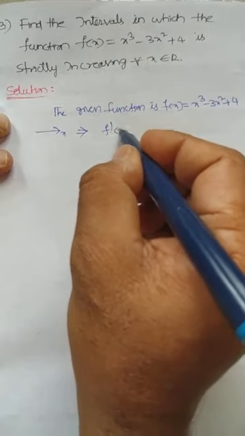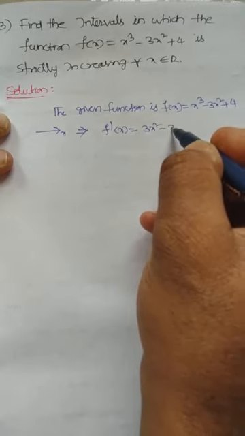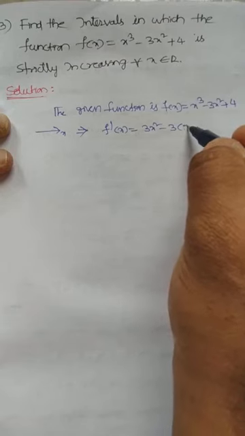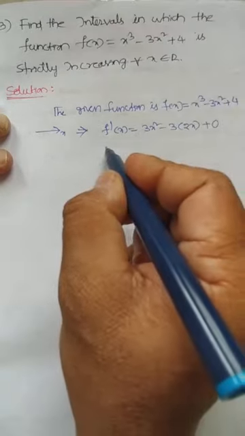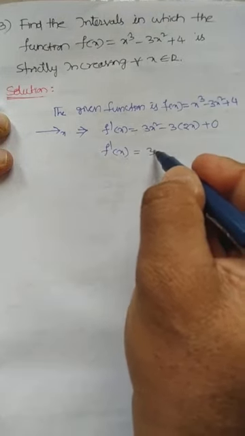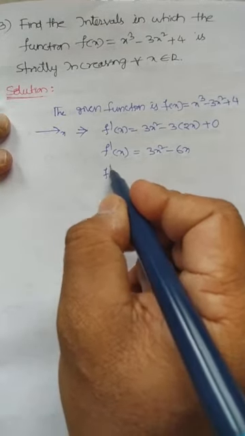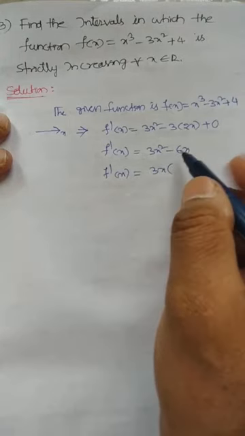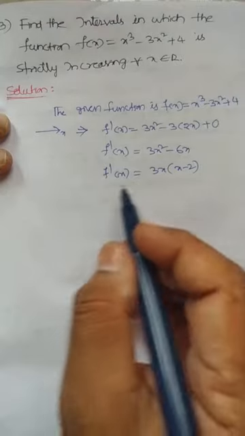f dash of x is equal to 3x square minus 3 into, the derivative of x cube is what? 3x square. 3 is a constant term. The derivative of x square is 2x, and the derivative of 4 is 0. So f dash of x I got here is 3x square minus 6x. So f dash of x equals 3x, a common term from each, into x minus 2. So this is our f dash of x.